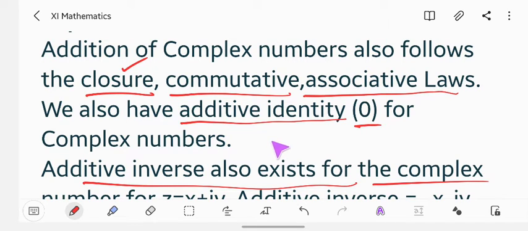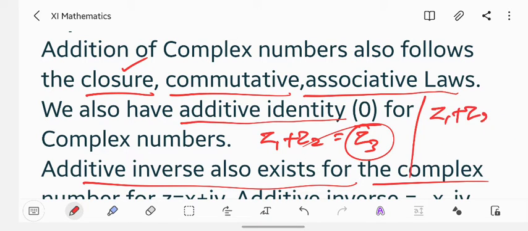So closure means what? If I have two complex numbers, z1 plus z2, the result is z3. This is also a complex number. In case of commutative, we have z1 plus z2 equals z2 plus z1. In any order it is possible. Similarly for associative also. And for additive identity, if you add 0 to any complex number, the identity is the same. It will remain the same. It will be z1 only. If you add 1 plus 0, the result is 1 only. In the same manner, z plus 0 will give you z only.